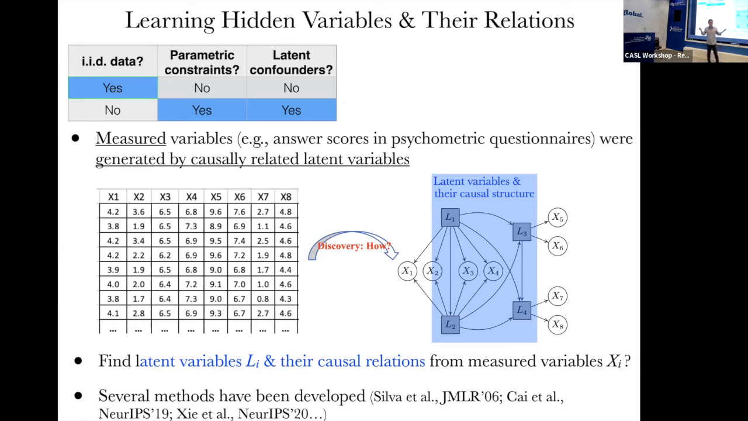It's just like image pixels. Nearby pixels are related, but they are not directly causally related. We cannot say this pixel causes another pixel, right? So we want to find the high-level latent variables and their relations.